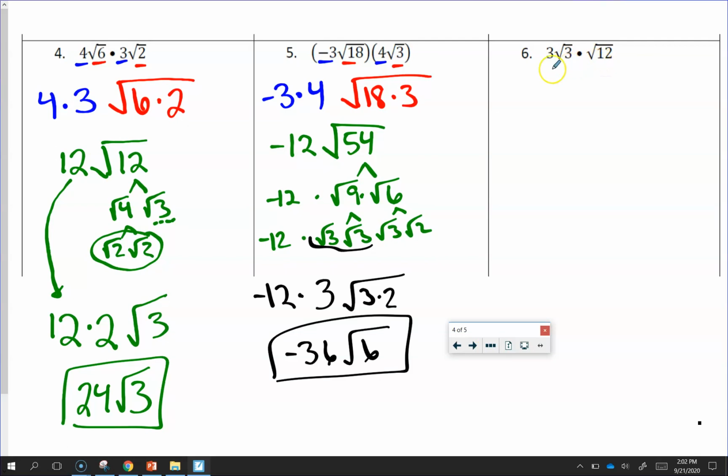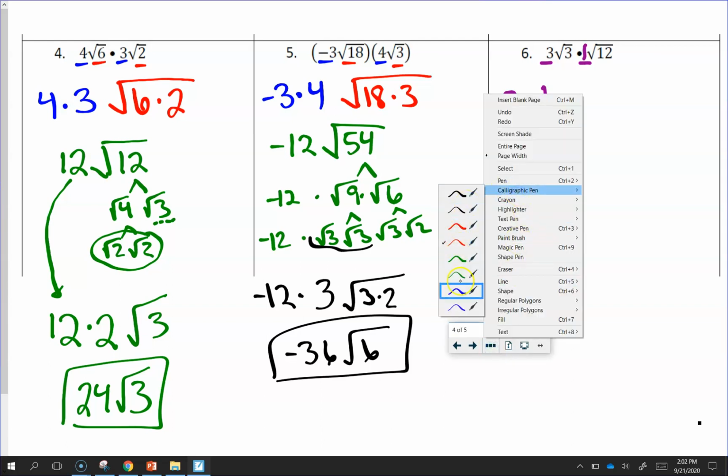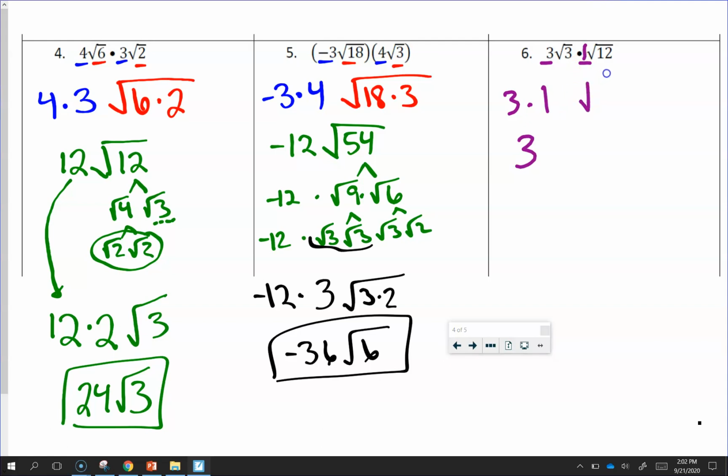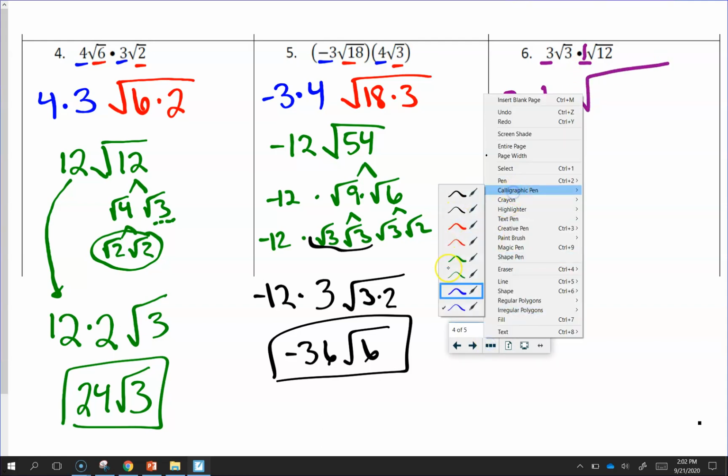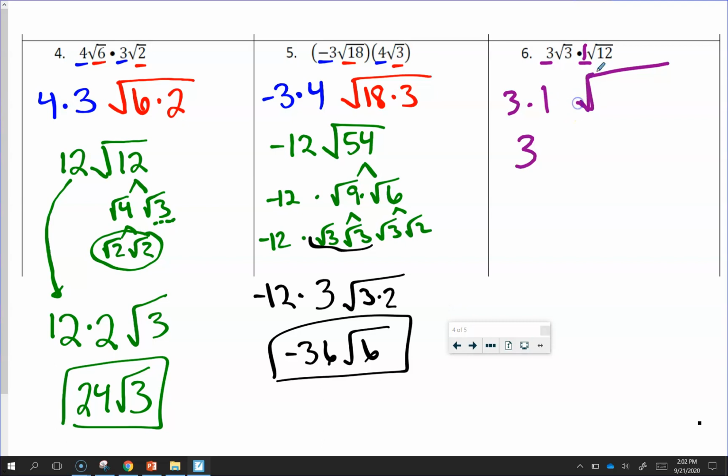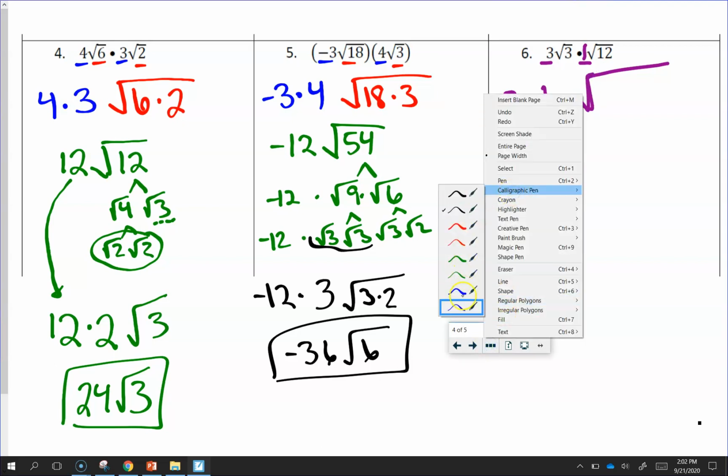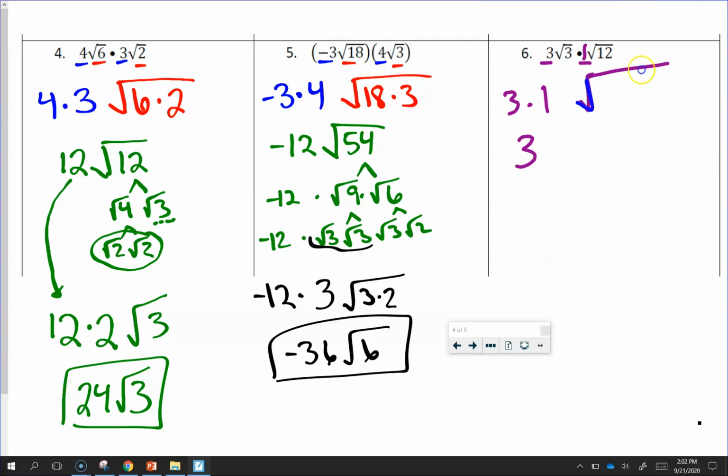Next one. All right, so there's only a 3 on the outside. Technically, there's a 1 over here. So you have 3 times 1 on the outside, which is just 3. The inside of my radical, there we go. We have 3 and 12, which simplifies to 36. I have multiplied. Now let's simplify.